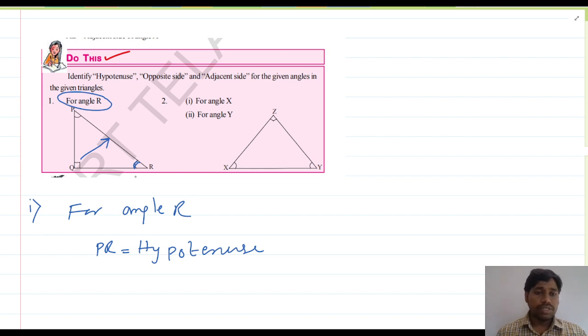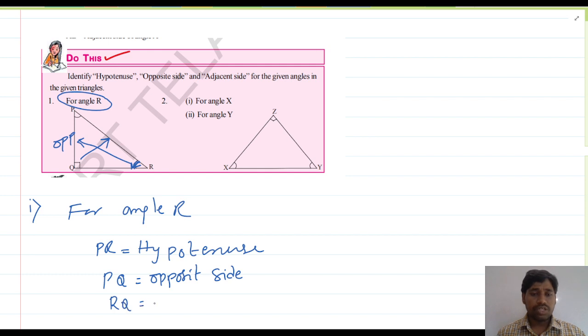Okay, next, R is the angle. The angle's opposite is called the opposite side. So PQ is called the opposite side. Next, the side which is joining the angle other than the hypotenuse is called adjacent. That is nothing but RQ or QR. So it is the adjacent side.